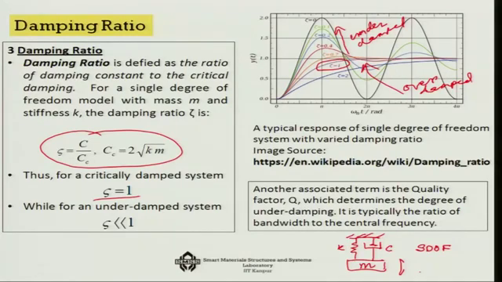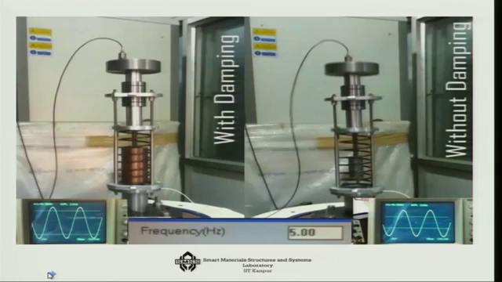In fact, the quality factor Q also determines the degree of under damping, and it is typically the ratio of the bandwidth to the central frequency of the system. In the next slide, I will show you how the damping changes the response of a system. So, if you just look at this, there are two systems I have shown here.